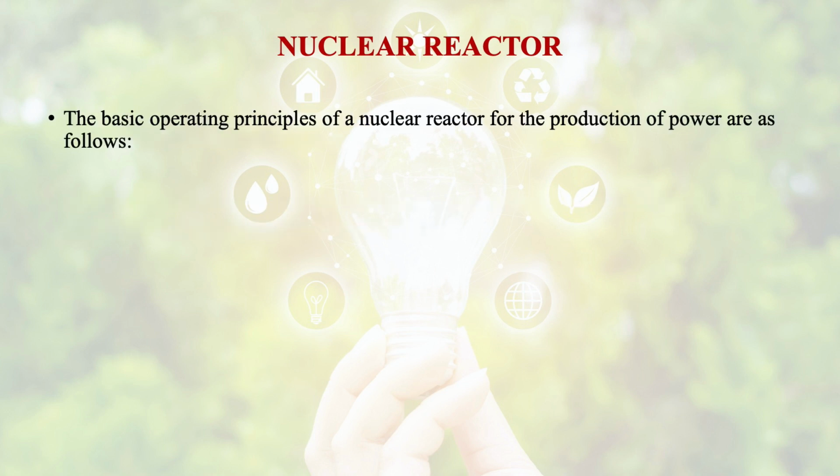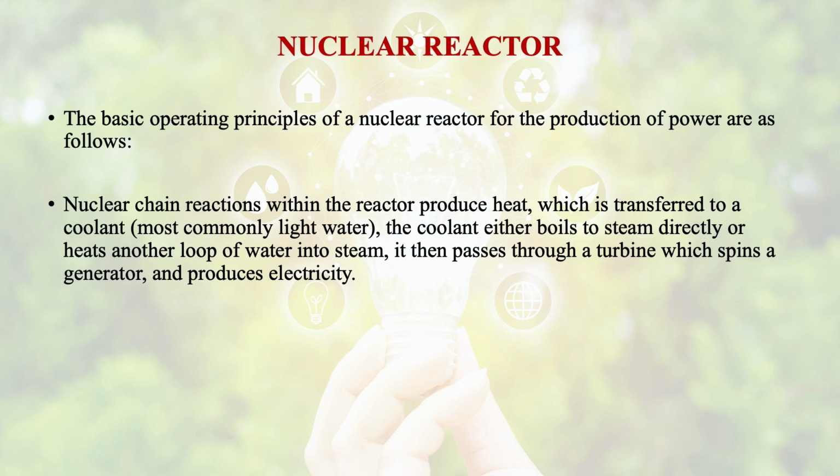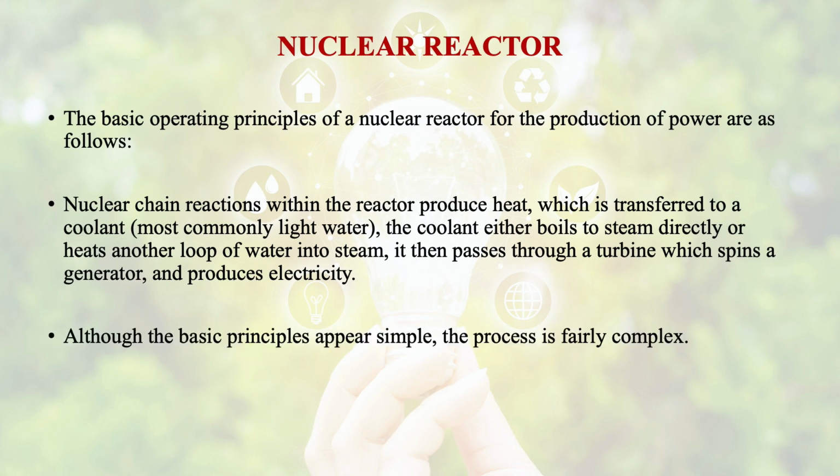The basic operating principles of a nuclear reactor for the production of power are: nuclear chain reactions within the reactor produce heat, which is transferred to a coolant, and most commonly we use light water as a coolant. This coolant either boils to steam directly or heats another loop of water into steam. Then it passes through a turbine which spins a generator and produces electricity. Although the basic principles appear simple, the process is fairly complex.